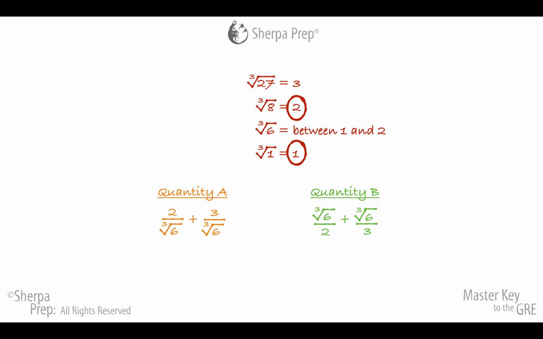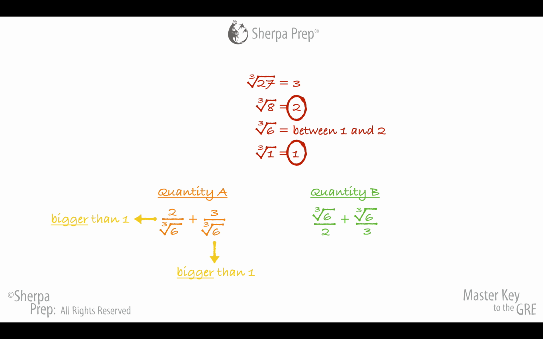2 over a value between 1 and 2, that's a value bigger than 1. And 3 over the cube root of 6, that's 3 over a value again between 1 and 2. That's also a value bigger than 1. In other words, quantity A is adding together two values that are bigger than 1.